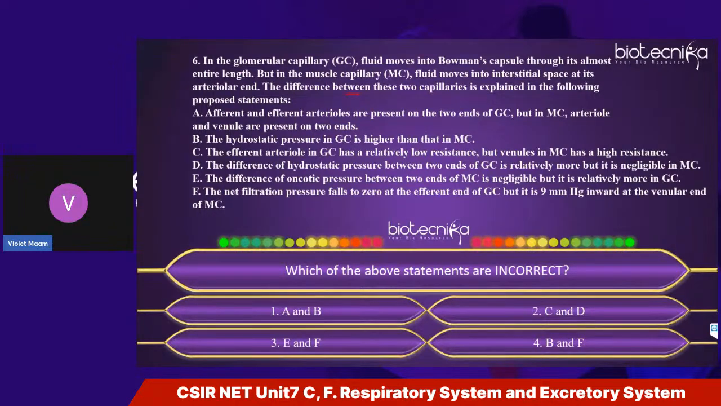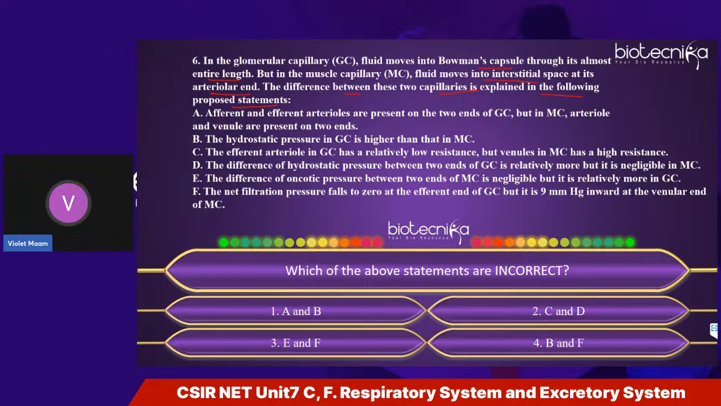So the sixth question: in the glomerular capillary, fluid moves into Bowman's capsule through its almost entire length. But in the muscle capillary, fluid moves into interstitial space at its arteriole end. The difference between these two capillaries is explained in the following proposed statements.